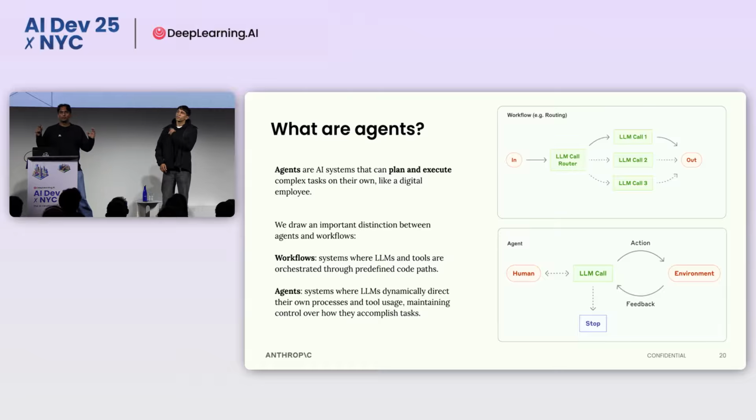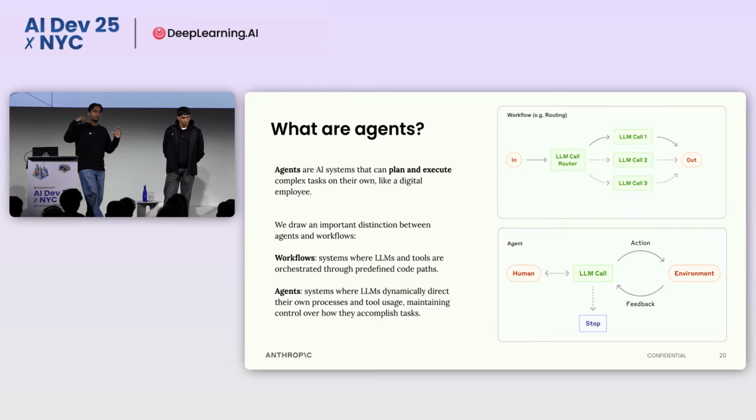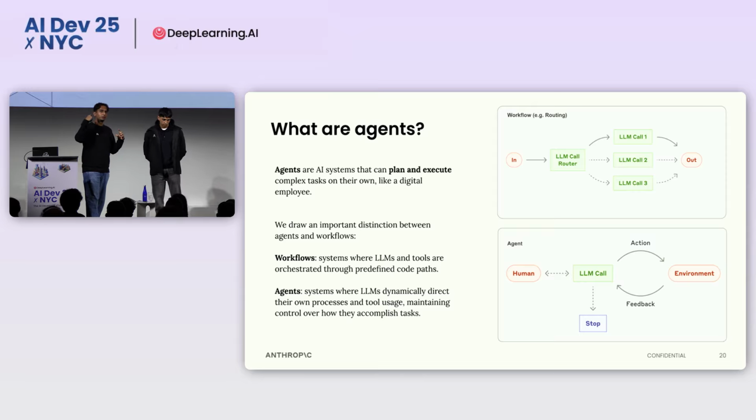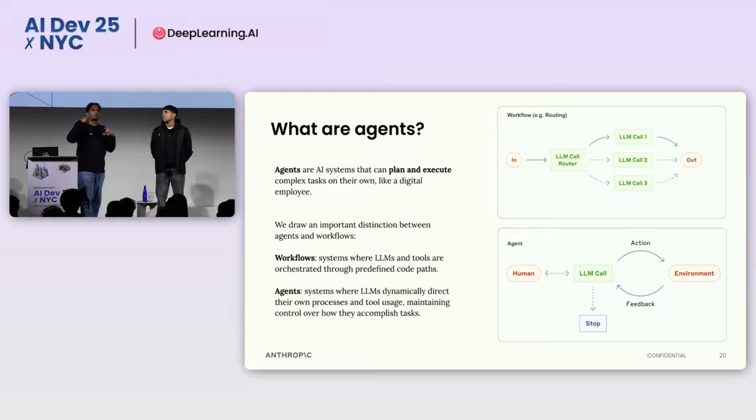Agents are the idea that you give a model a set of tools, and it's able to just use those tools in a loop with some feedback from the environment it's getting. And it can take any number of steps that it itself autonomously decides to actually complete a task.